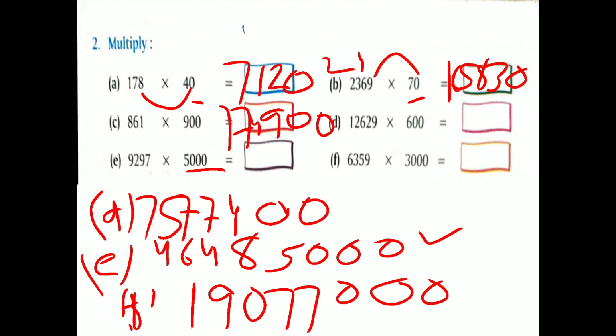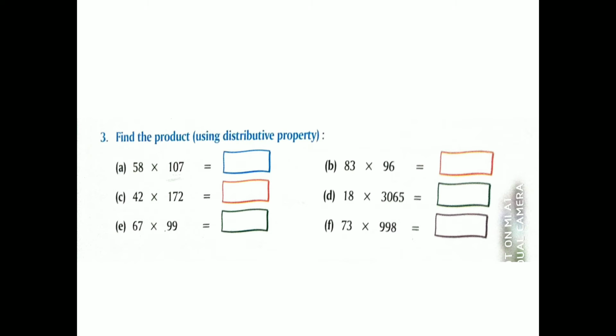When you multiply it, firstly, see in 3000 how many zeros are there? 3. So you put 3 zeros here. Then you multiply 6359 with 3. When you multiply it, answer will be 19077. Clear to you? Now we do question number 3.